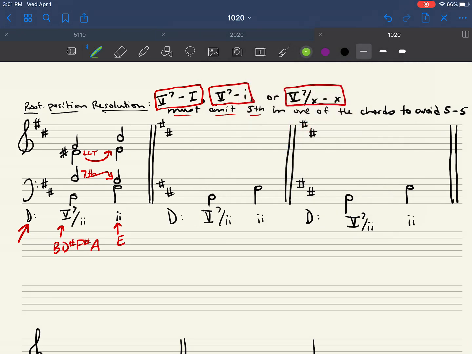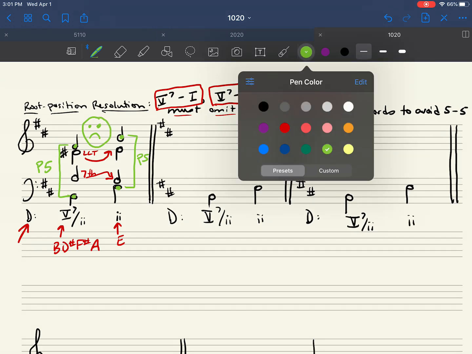My problem is between the bass and the soprano, where I have B to F sharp, which is a parallel fifth, a perfect fifth, and in my next chord, my 2 chord, I have the E to the B, which is also a perfect fifth. This is parallel fifths. It's a problem, and it makes us very sad. But there is a way to avoid it.